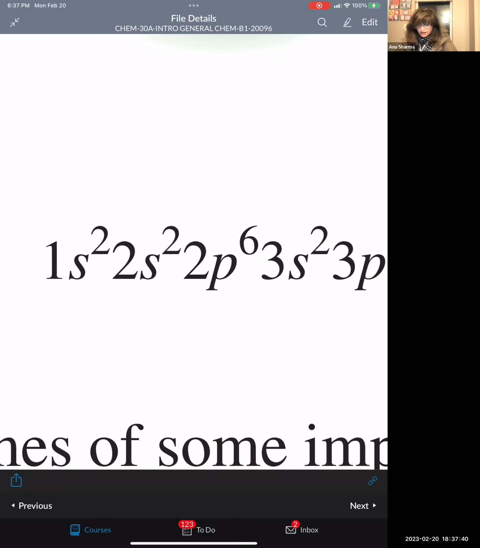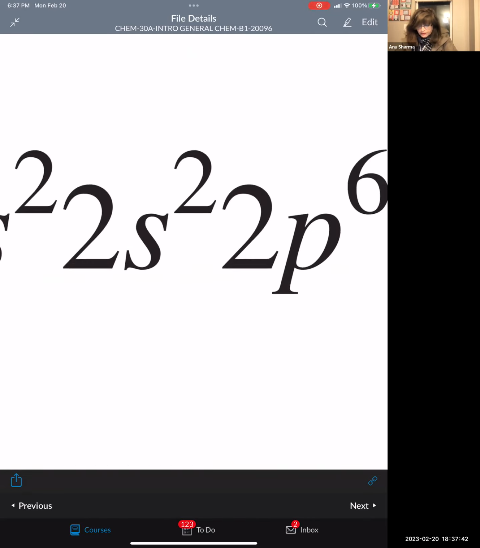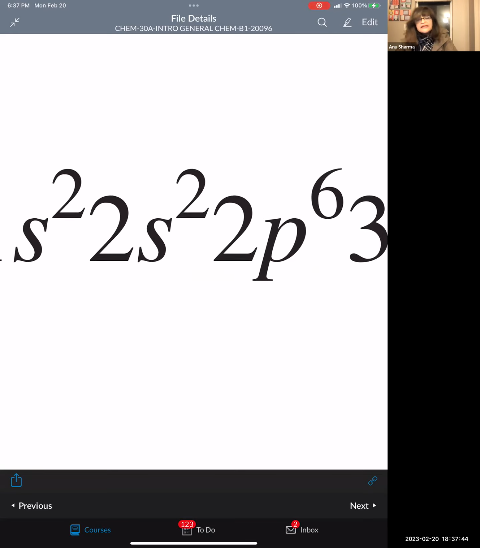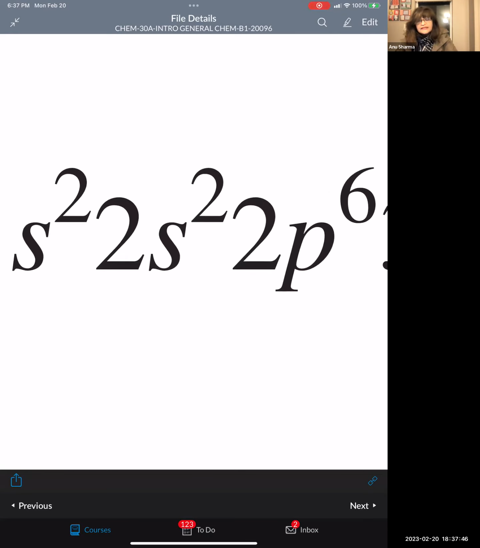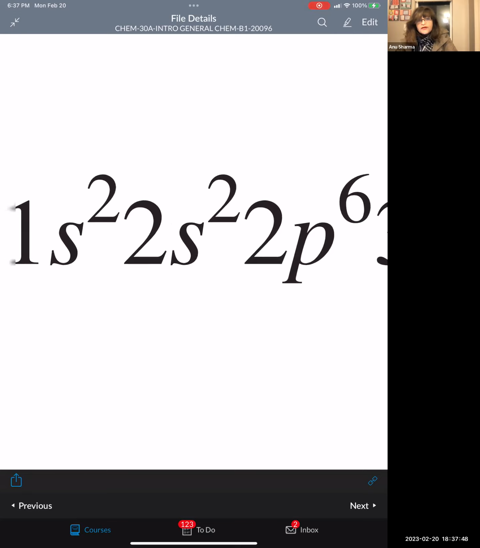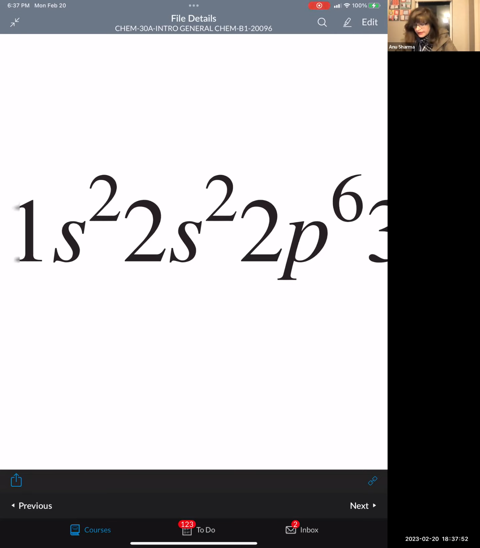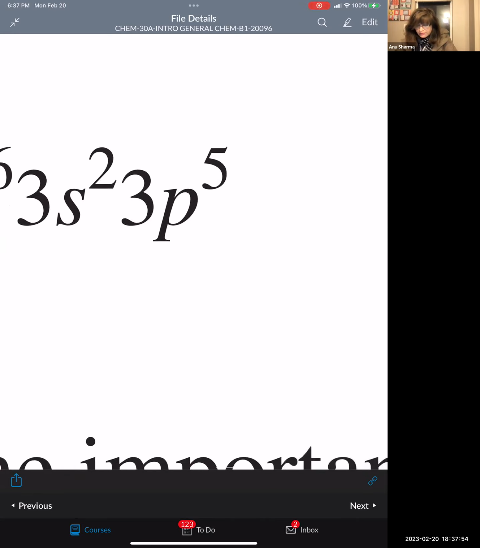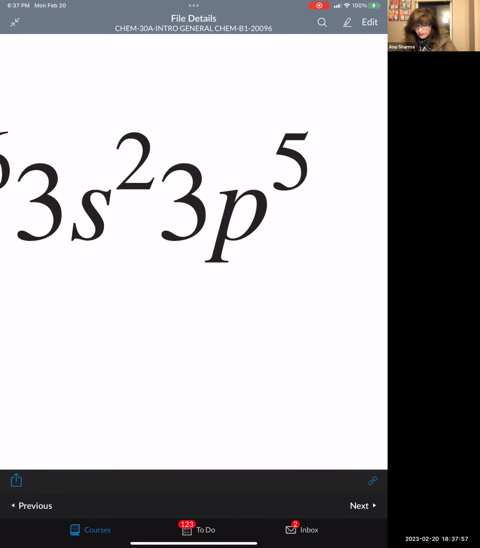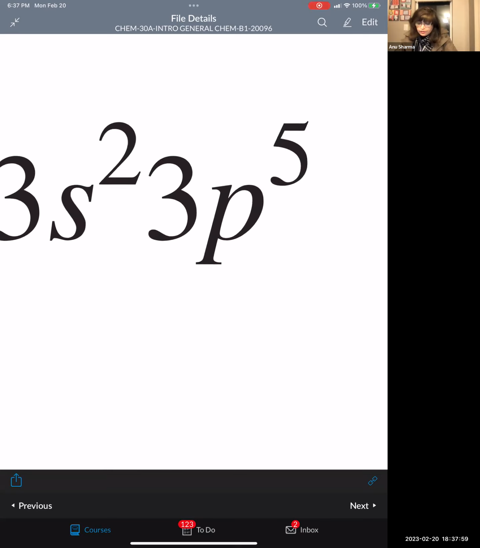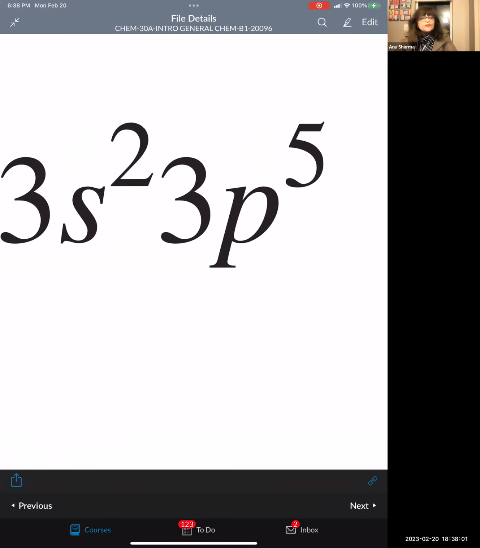Now, 1s2, 2s2, 2p6, that is 10 electrons, and that is the electronic configuration of neon. So that's one piece. That is the inner core. Leave that on one side, but focus on the outer electrons. The outer electrons are in 3s2 and 3p's.